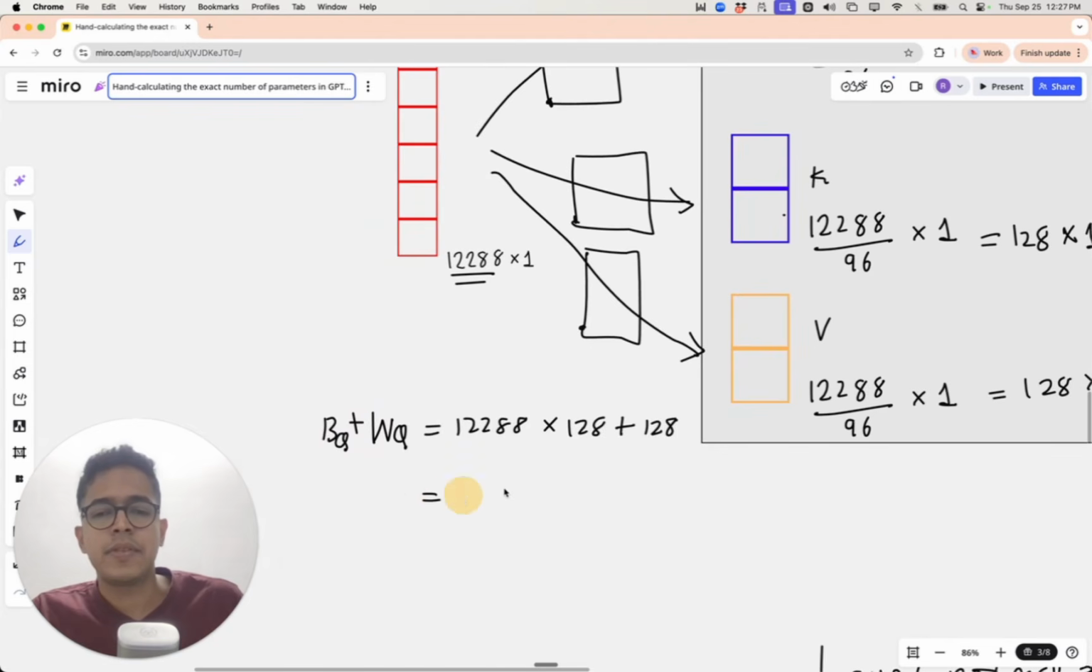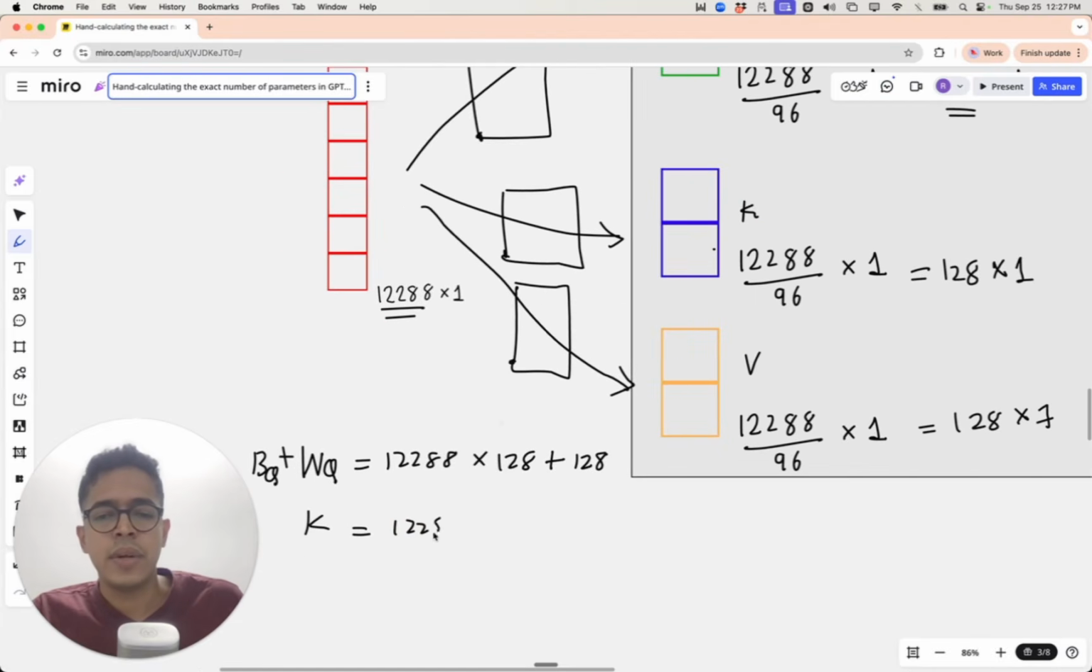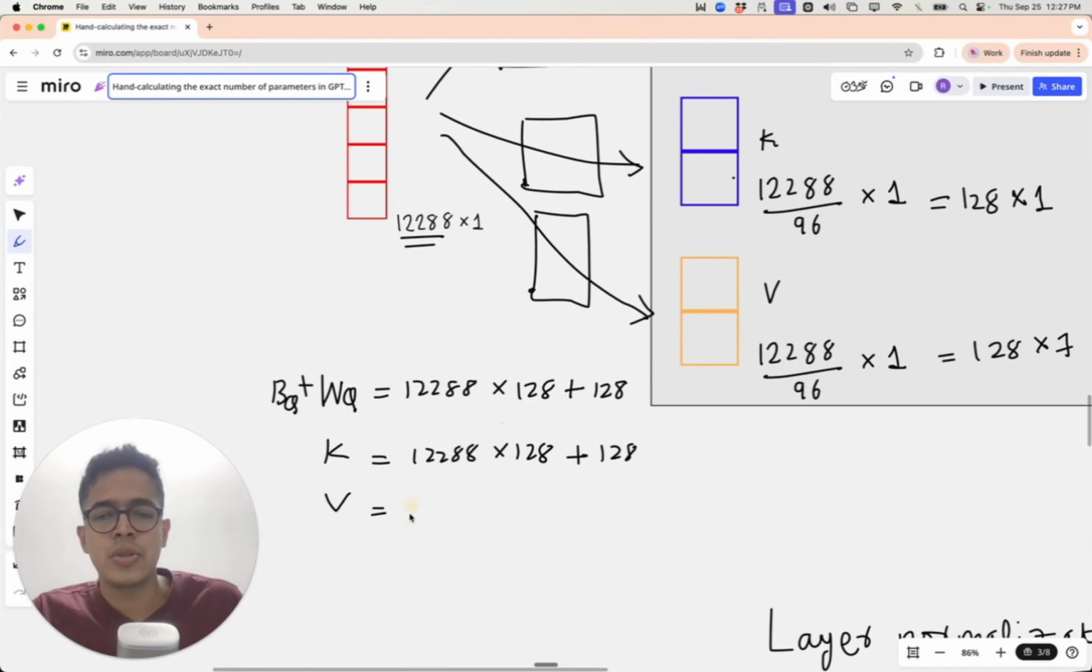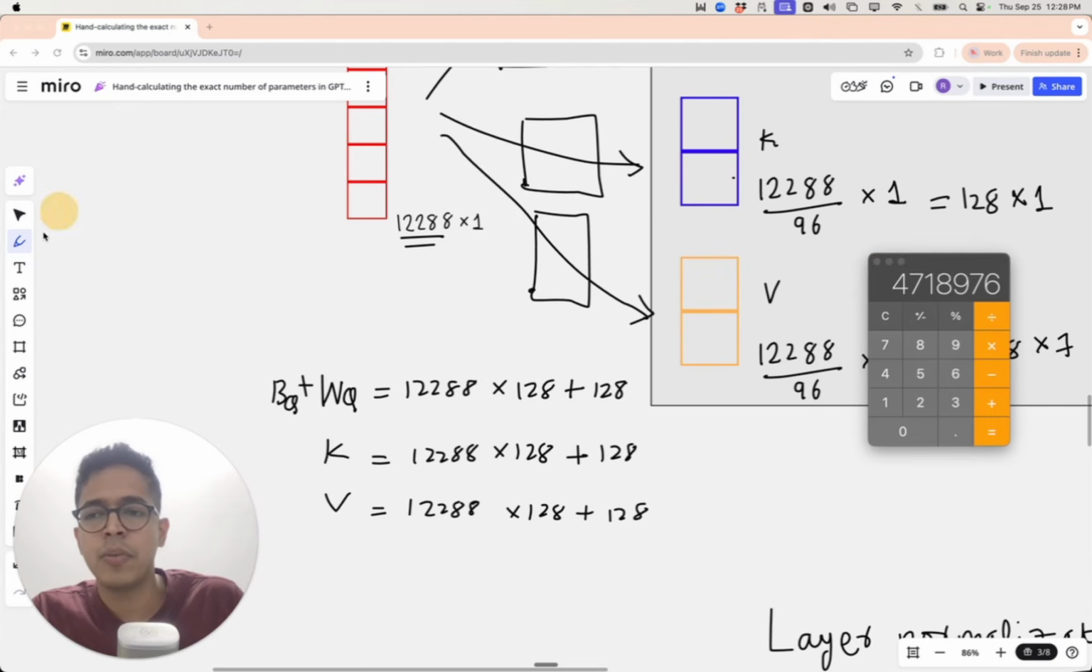The same thing repeats for key. Key is exactly the same: 12288 times 128 plus 128 for the bias. And value is also the same: 12288 times 128 plus 128. What would this number be? Let's calculate 12288 times 128. Then you add 128 to this, which doesn't change much. Then you multiply this by 3 because I have key, query, and value. So this number turns out to be 4.72 million.